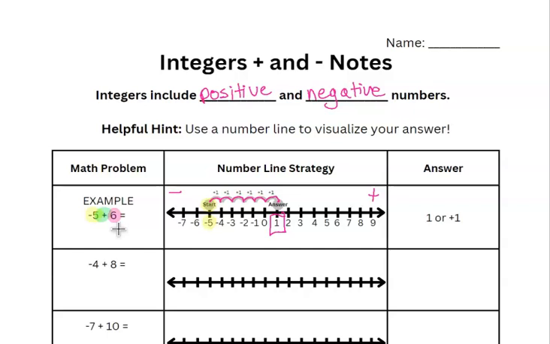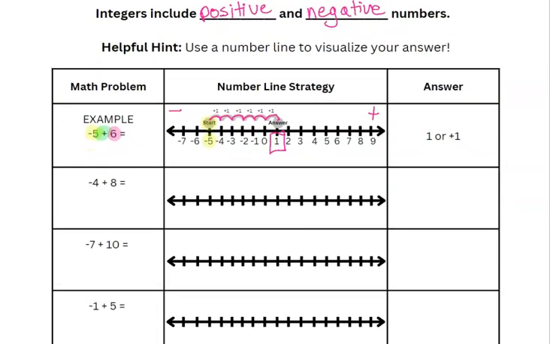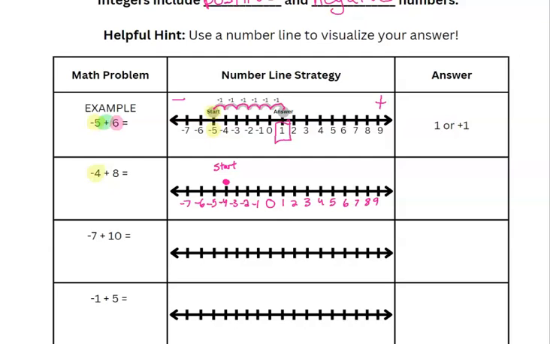Let's take a moment and look at the next example. It says -4 plus 8. Just like in the last question, the first number tells us where to start. So I'm going to place my first dot on -4. Take a moment to number your number line if you haven't already. As long as there is a -4 on this side and several numbers on the positive side, you should be good to go for this problem.